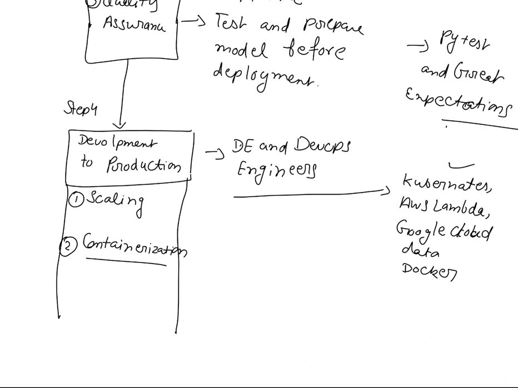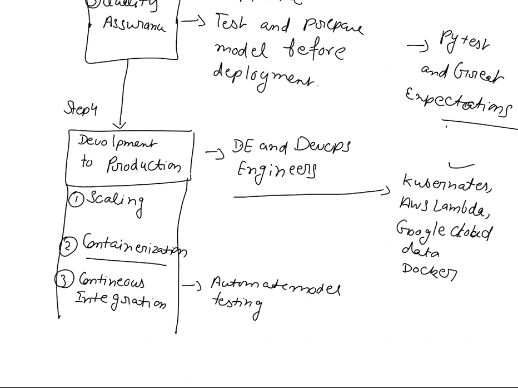The third step is continuous integration. This is going to be the last step of your step 4. Okay, so in this you are going to automate model testing. So you don't need to do it manually, right? Everything will be automated using the Docker platform, Kubernetes. It will handle each and everything automatically. You don't need to perform anything again and again.